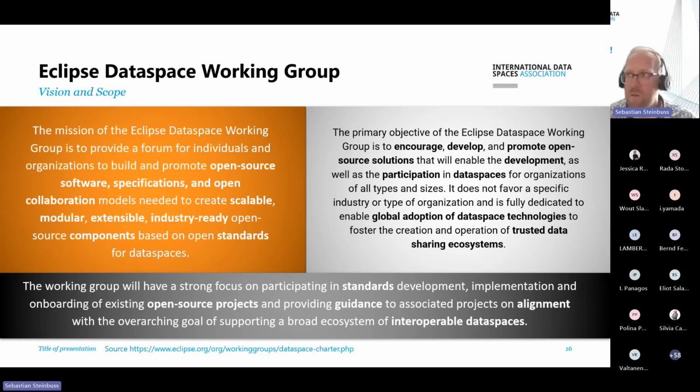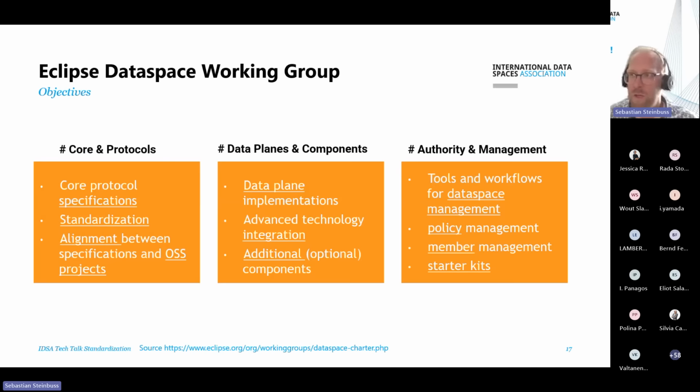So you will find the scope and the vision in the charter of the working group, and you can read all the details on your own, but I would like to draw your attention to the 3 fields of work that we have identified there. First pillar is core and protocols. So to develop core protocol specifications and standardize them. And this is, for example, the Dataspace protocol, but also support the development of industry-grade software like data planes, components that you can use and utilize to join as a participant in a data space.